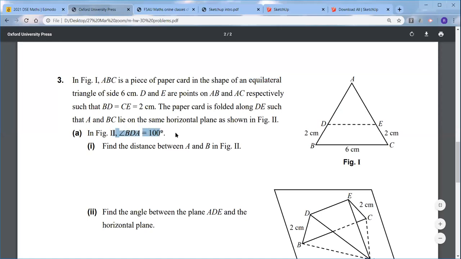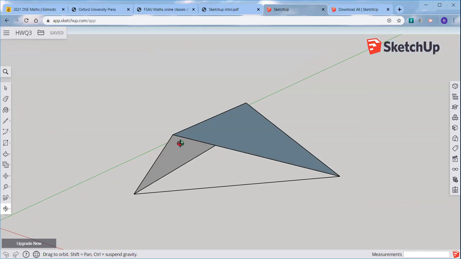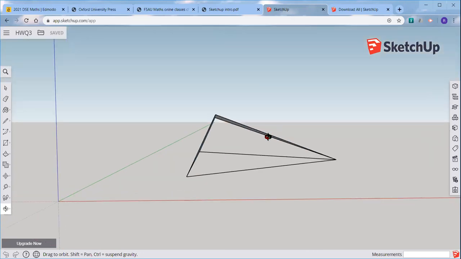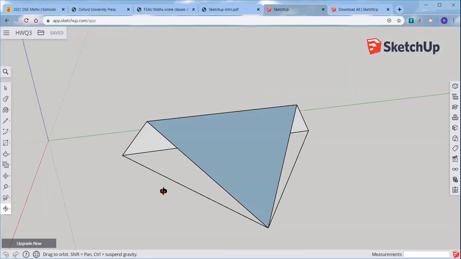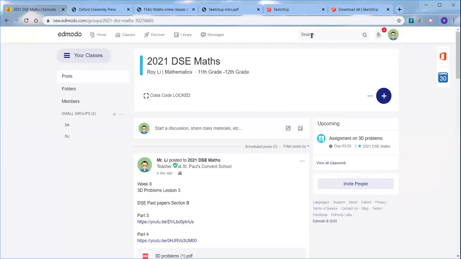Angle BDA is 100 degrees. Angle BDA will be this angle. If you look at the three-dimensional thing, this is the angle BDA. That is this angle here. It's 100 degrees. So that is an important thing. I saw your homework. Some of us submitted the homework.